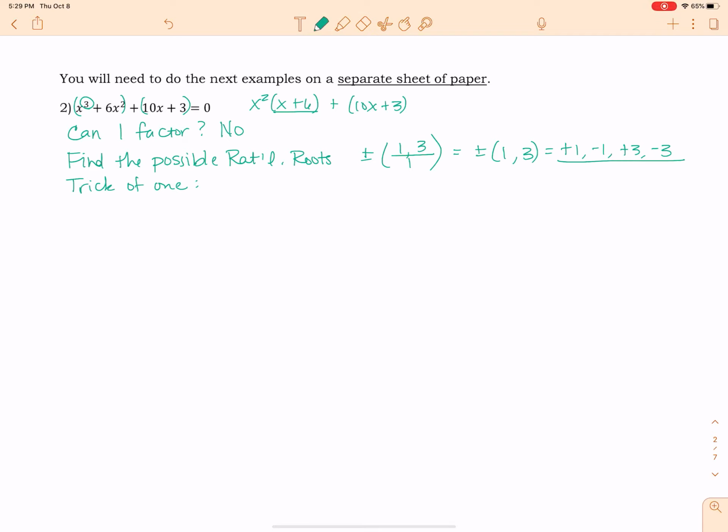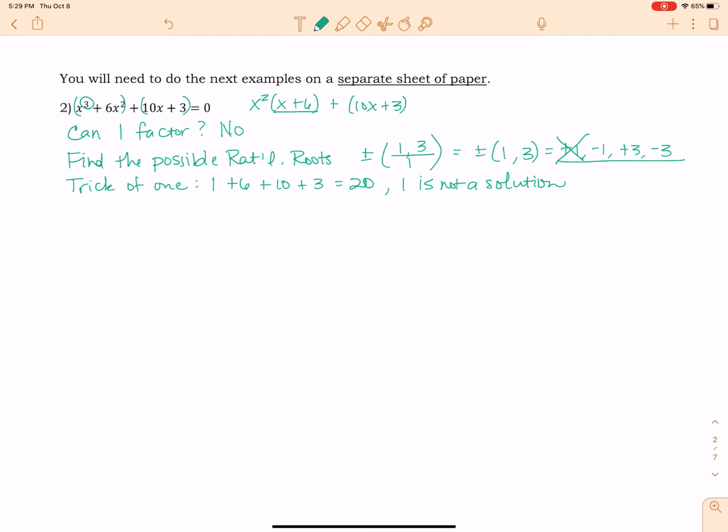Okay, so for the trick of 1, I've got 1x cubed plus 6 plus 10 plus 3. Well, this adds to, let's see, 7, 20, right? Okay, so that adds to 20. That means that 1 is not a solution. So I can eliminate positive 1 as a solution. So now what should I do?